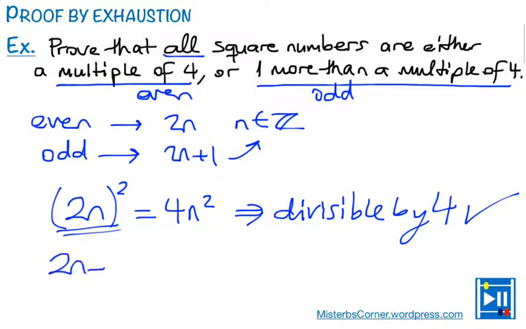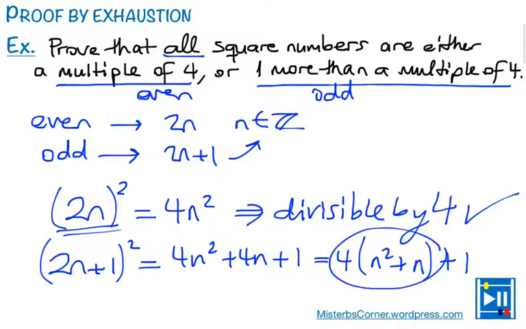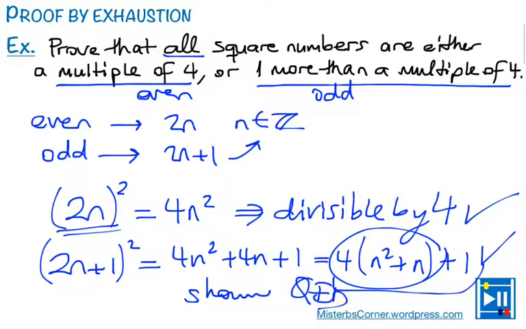For odd square numbers, when we take the square of 2n plus 1, we end up with 4n squared plus 4n plus 1. And you can write this as 4 in brackets n squared plus n, plus 1. So as you can see, this part is a multiple of 4, and altogether it is one more than a multiple of 4. So this is also a tick. So you can say it's shown, or you can say QED. So just working on two cases, we proved the statement.